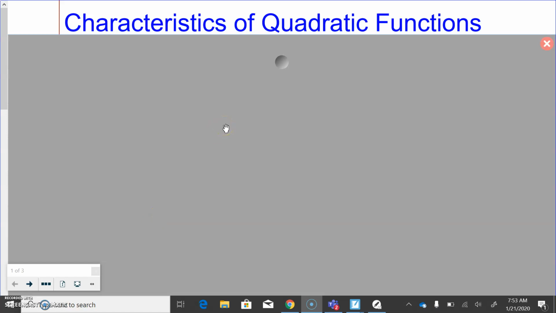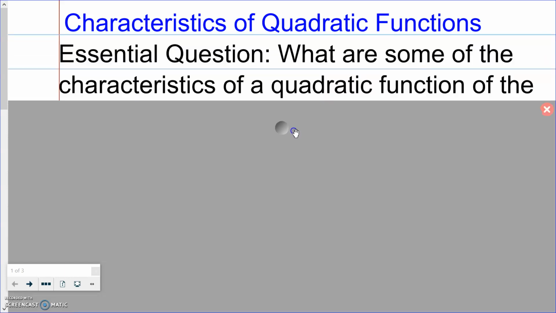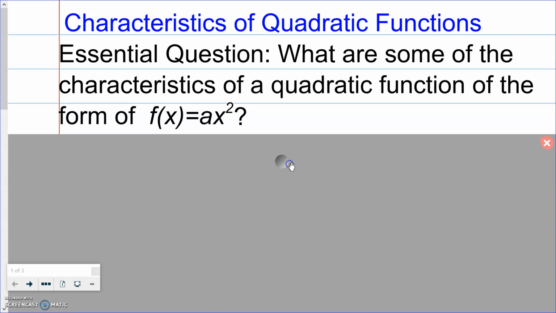Okay, today we're going to be talking about the characteristics of quadratic functions. So please give your paper a heading. Write the characteristics of quadratic functions. And then before we section off our paper, we are going to start off with our essential question. So please copy down our essential question.